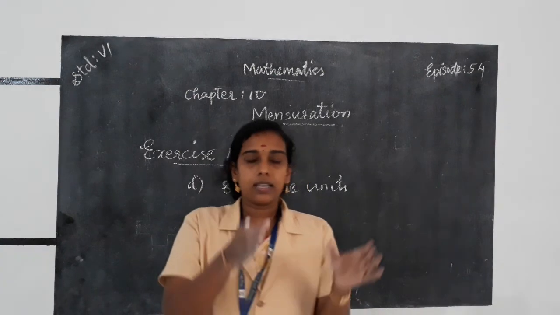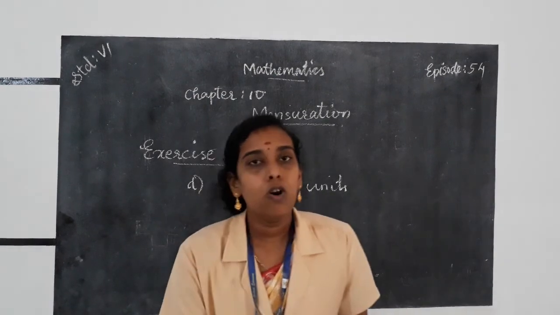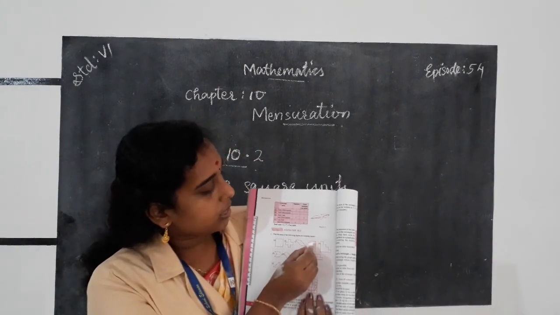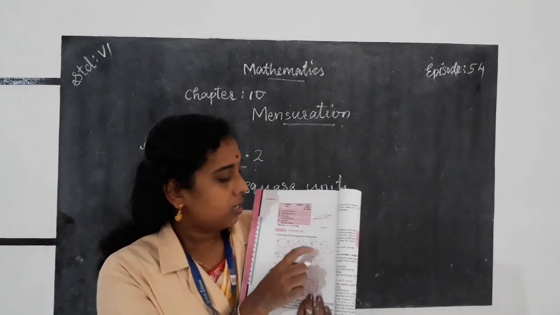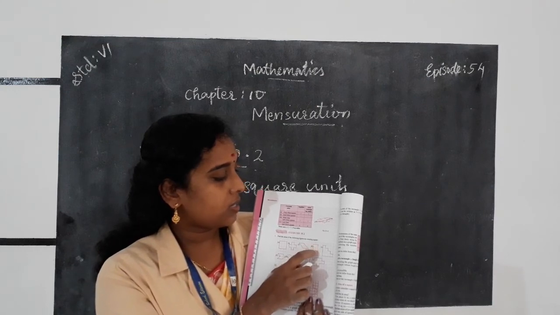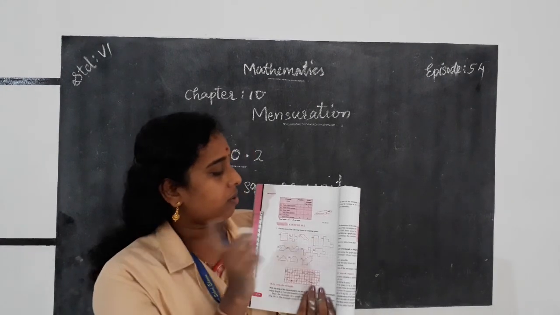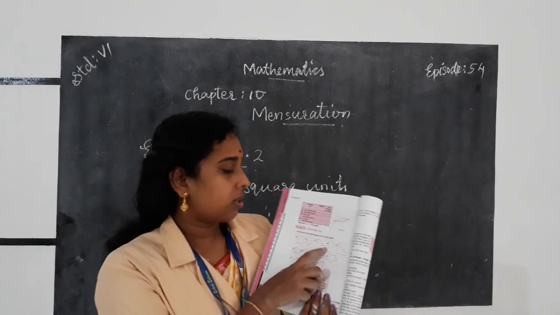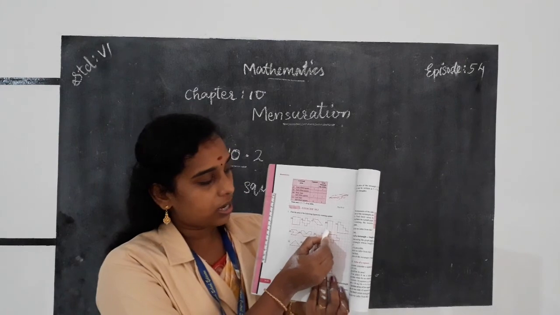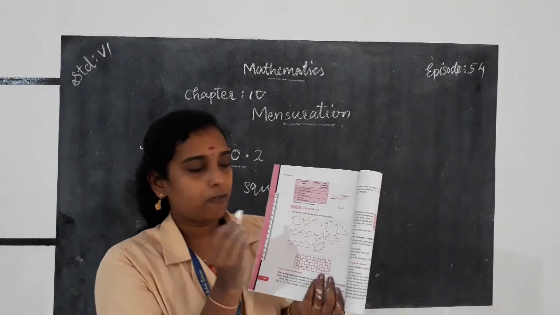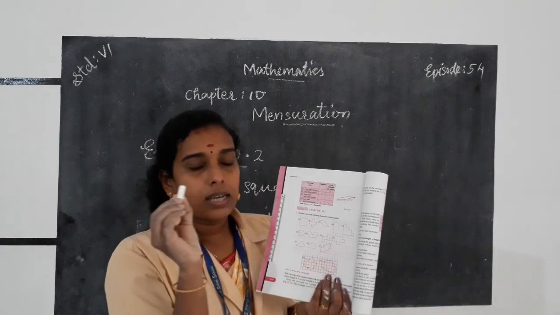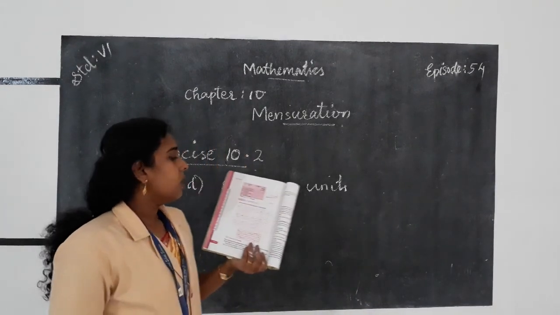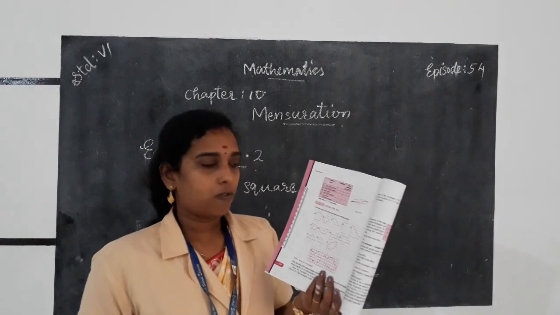Here all the squares are fully filled. So 1, 2, 3, 4, 5, 6, 7, 8, because we know that the area of a figure is the surface enclosed by the closed figure. This is the surface of the given figure. So the surface has 8 fully filled squares. So 8 square units is the area of this figure.